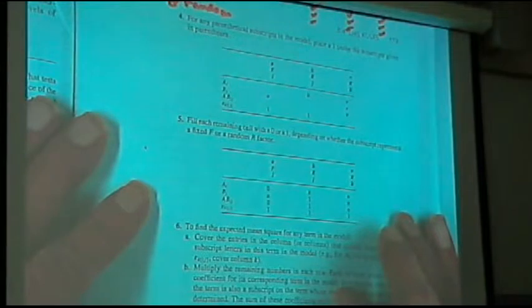Then step 4. For any parenthetical subscripts in the model, place a 1 under subscripts given in parentheses. Now parentheses are going to be important for us when we start talking about nested designs. It's the standard notation for describing nested statistical designs. We haven't talked about nested designs yet, so the only thing we have with parentheses in it is this error term, the epsilon k parentheses ij. So anyway, let's take up our story where it was at and follow this description.